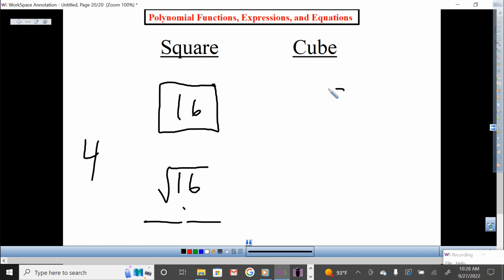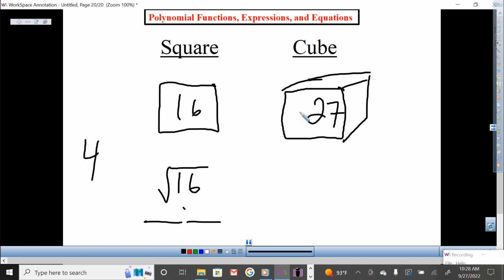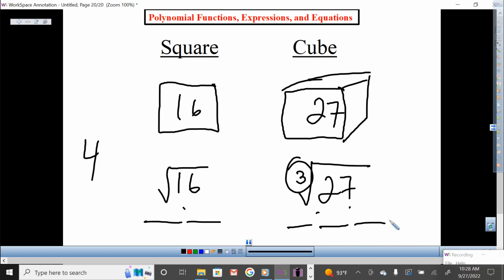Okay. With cubes, it's the same idea. If I give you a cube, now it's 3-dimensional. So that means if I was to give you the number 27 as the volume of the cube, what do I need to do? Not square root. Now I do cube root to find out where 27 came from. So that means what number times itself 3 times gives us 27? So what is that number? 3. 3 times 3 is 9 times 3, 27.